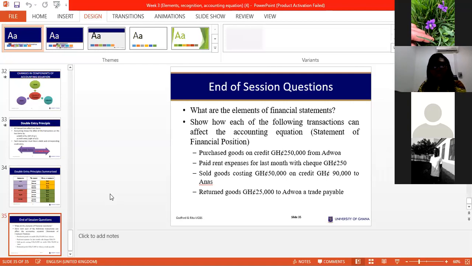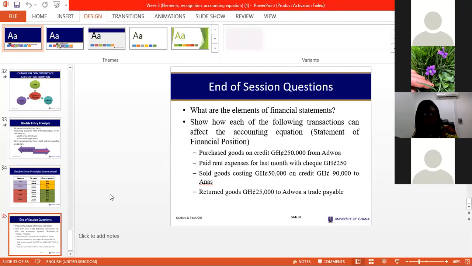The question is, why would we buy from Ajua on credit? Anytime we buy on credit, it means that we are yet to pay Ajua. The year has ended. So Ajua will be a liability. What two items are affected?